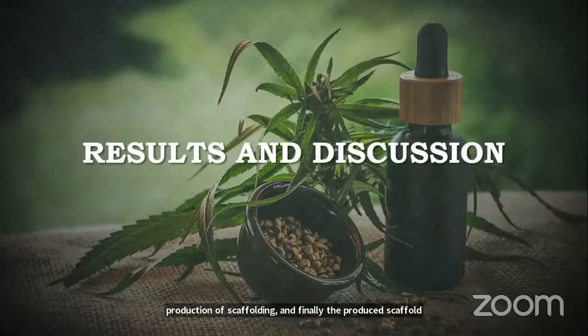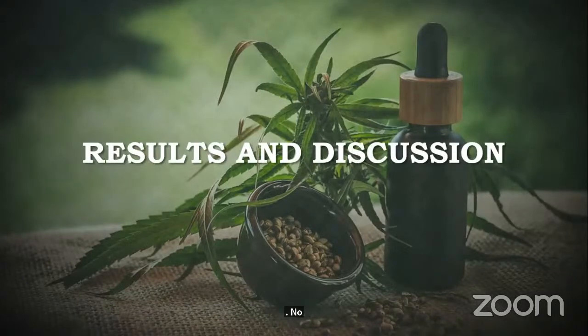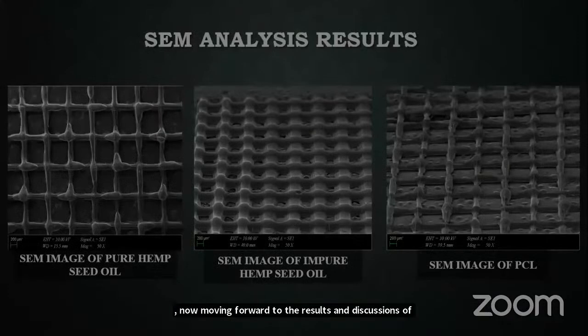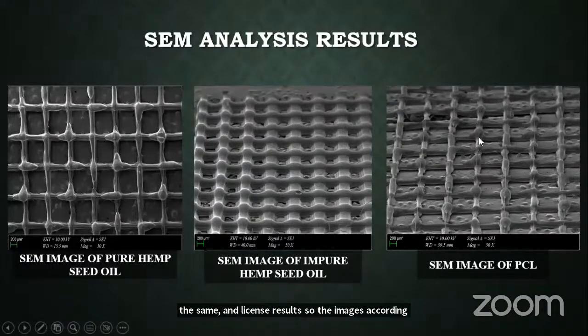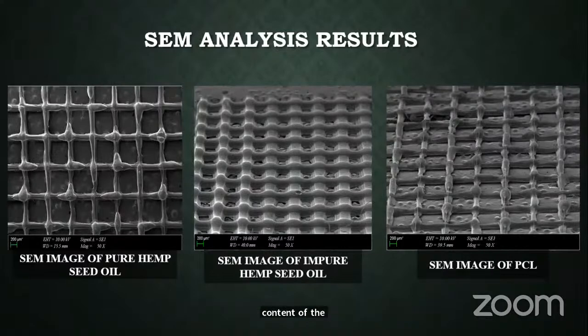Now, moving forward to the results and discussions of our study. So first of all, I'm going to give a short idea about the SEM analysis results. The images according to the SEM analysis show that the scaffolds have homogeneous, continuous, and bead-free morphologies. In other words, it has been shown that the smooth surface of the fibers is preserved in all scaffolding structure types, regardless of the content. And despite the different content of the scaffolding structures, no drops or defects were observed.